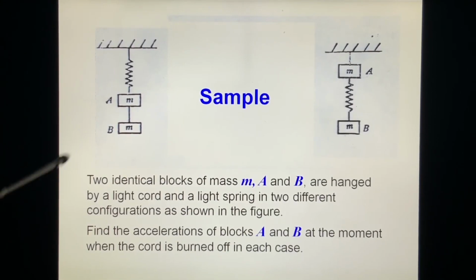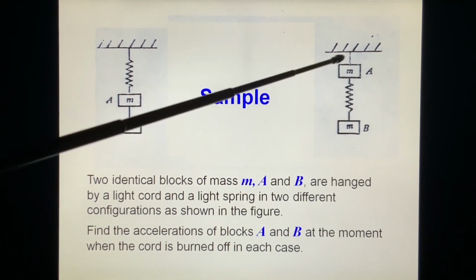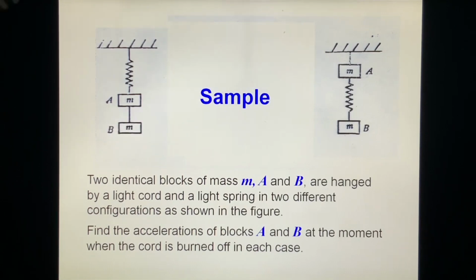Sample. Two identical blocks A and B are held by a light cord and a light spring in two different configurations as shown in the figure. Find the acceleration of blocks A and B at the moment when the cord is burned off in each case.